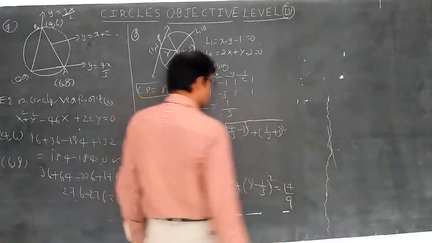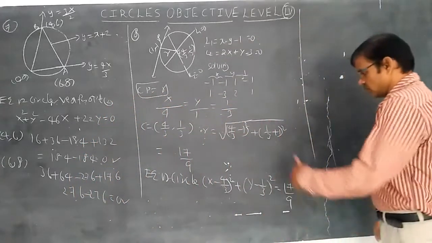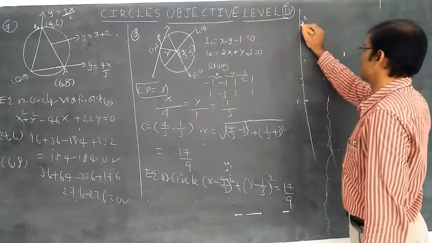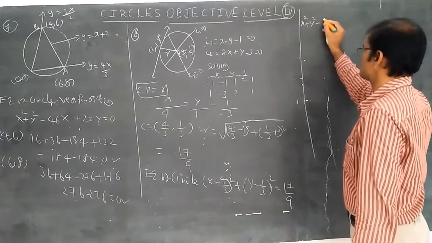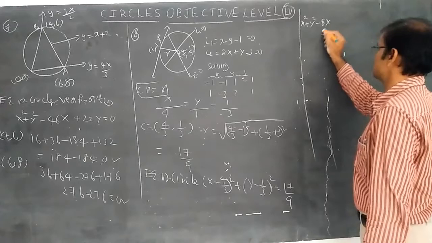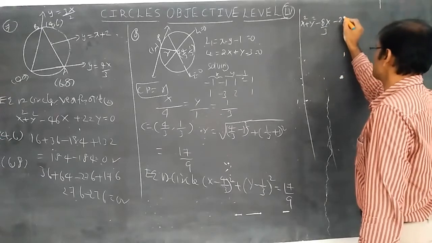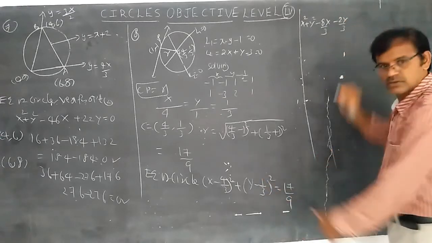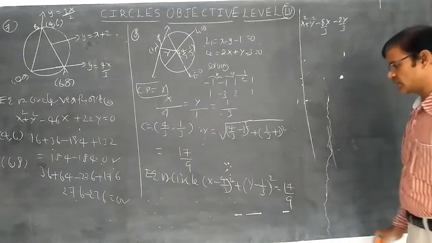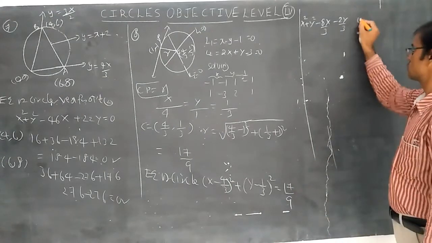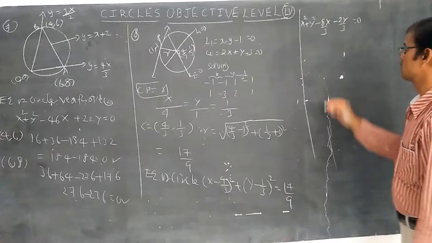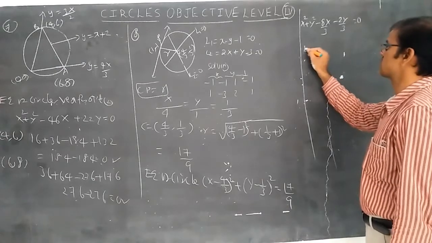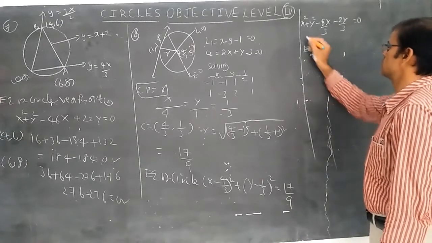Let us discuss the expansion. Then we get x square plus y square minus 8x by 3 minus 2y by 3 plus 16 by 9 plus 1 by 9 minus 17 by 9 becomes 0. So it is 0. So let us discuss the equation of tangent.